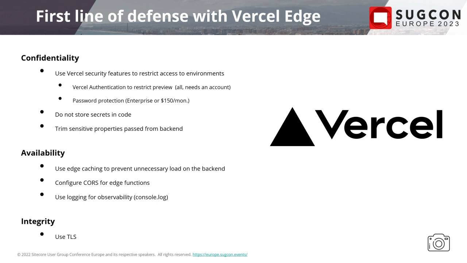Additionally, use Vercel security. Restrict access to non-production environments. Vercel authentication comes by default with all subscriptions. The only limitation here is that you have to have a Vercel account to log in, I think. And then if you don't like that, you can opt in for the password protection feature that comes free with Enterprise. It's $150 a month additional if you're not on the Enterprise subscription. So that way you don't have to have a Vercel account.